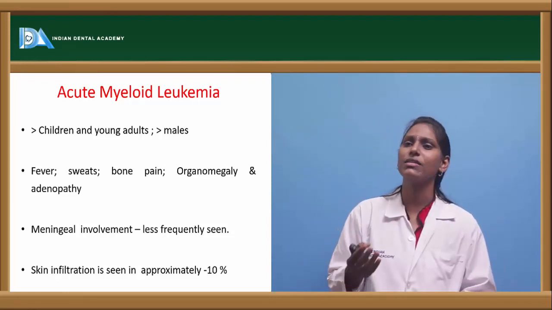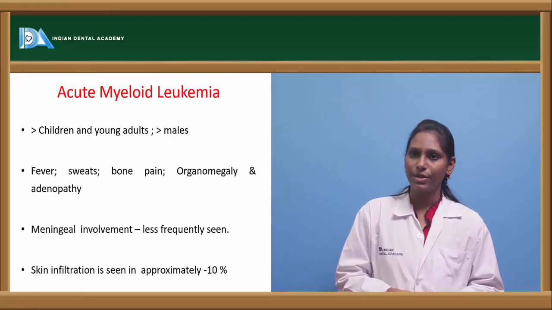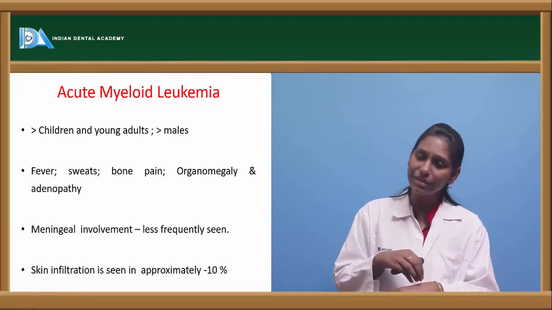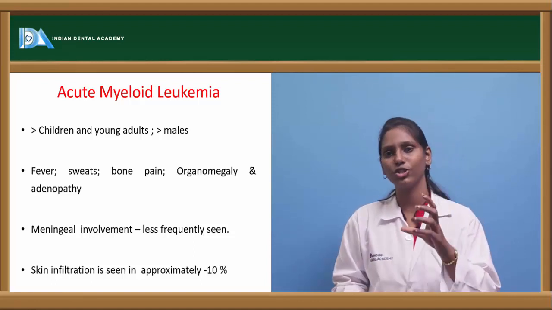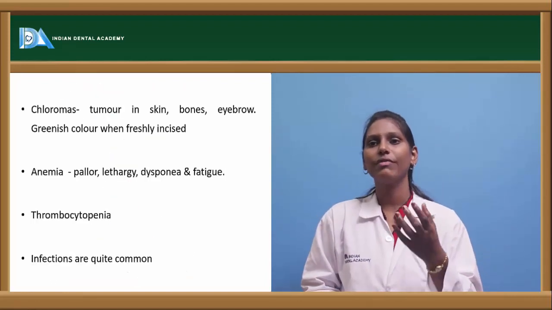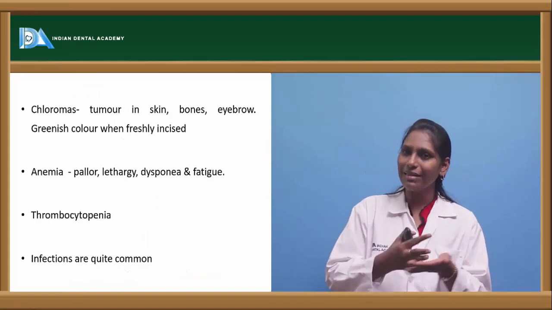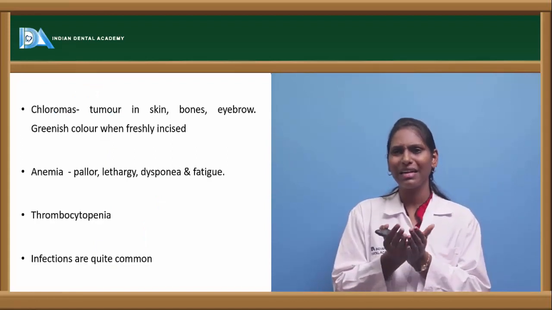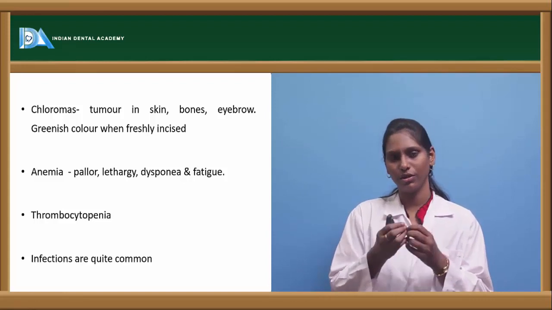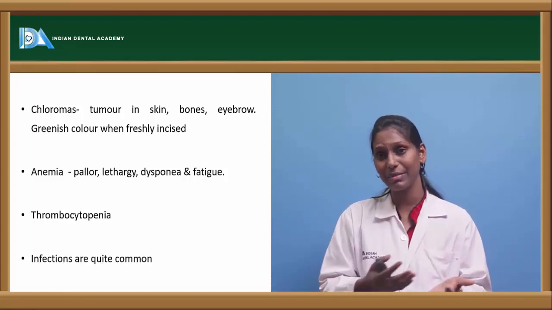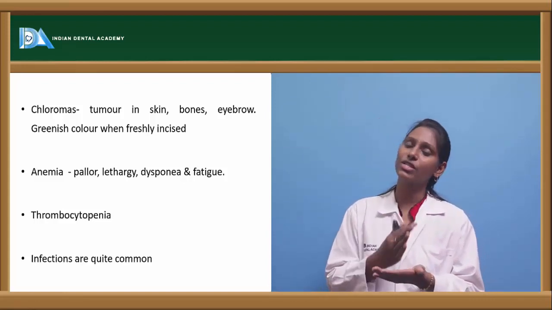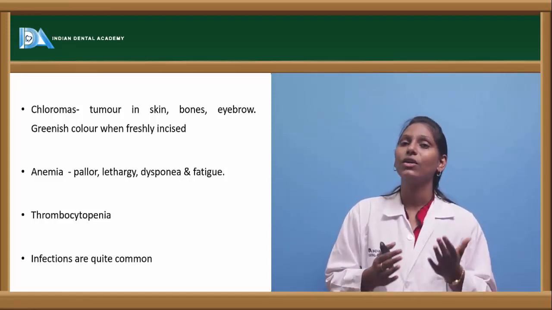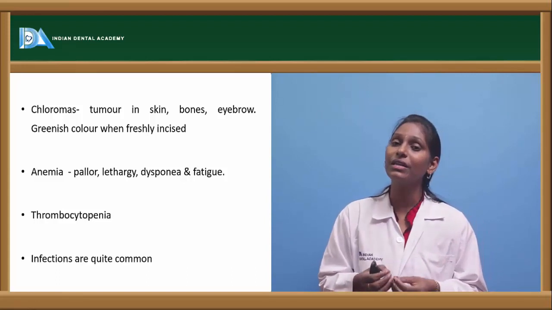Skin infiltration is usually seen in about 10% of people. These immature leukocytes infiltrate the skin and form small nodule-like structures. When we excise these nodules and cut them on cross section, a nicely greenish color can be seen on the freshly cut or freshly incised nodules on the skin. And this is nothing but chloromas. They are called chloromas because of the color they produce.